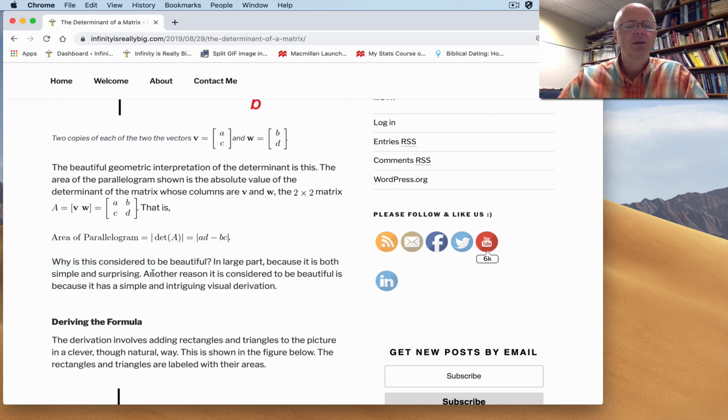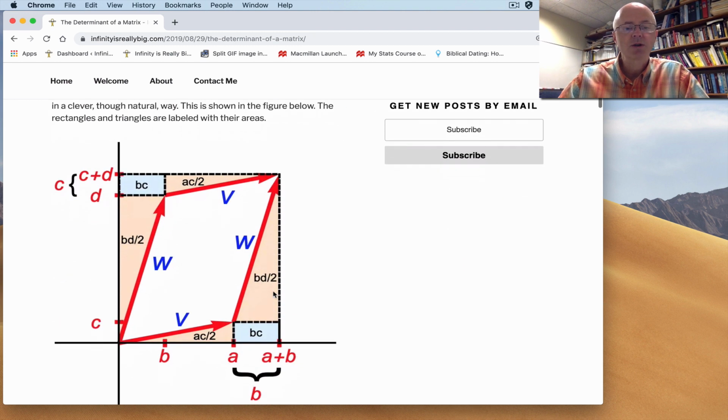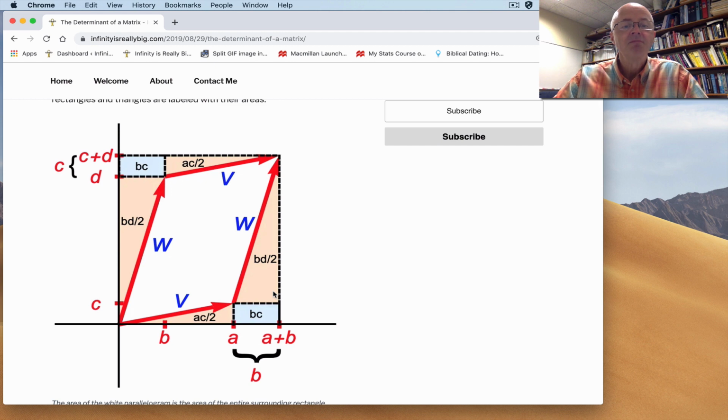Another reason it's beautiful is that it's got a simple and intriguing derivation. The same picture that I showed you a minute ago right here. Essentially, to derive the formula, you treat the area of the parallelogram in white that you see as the area of the rectangle that surrounds the parallelogram minus the area of the shaded regions that you see. And those shaded regions are made up of 4 triangles and 2 rectangles.